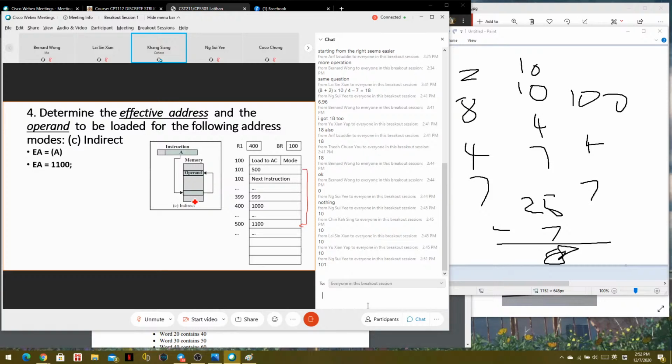So what is the operand? Because you need to point another time to actually get the value of the operand. So another time point here. So this is your operand, and this is your EA.